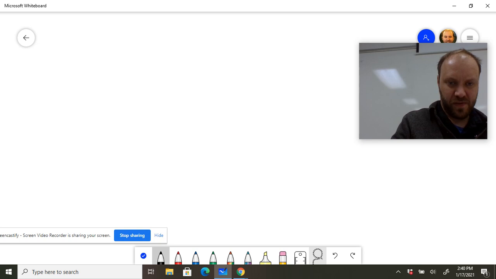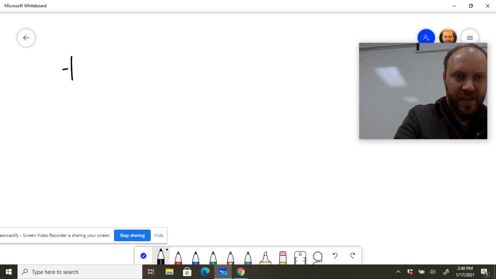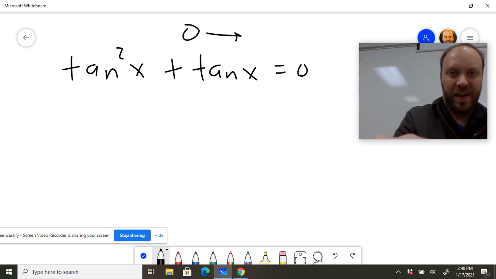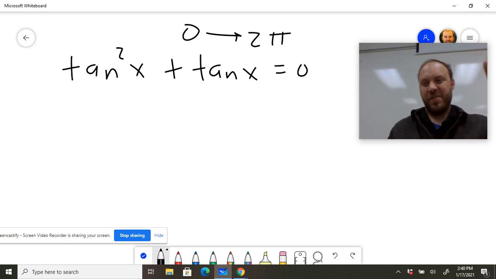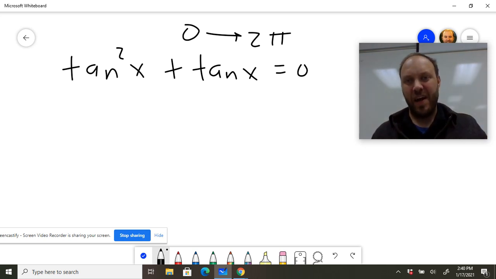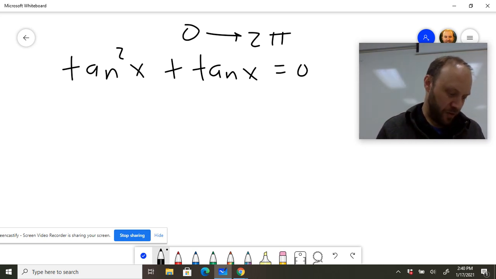Trig equation problems. So we had the tangent squared of x plus the tangent of x is equal to 0. And you're asked to find any solutions between 0 and 2 pi. It actually says between 0 and 2 pi. I believe it should have been values greater than or equal to 0, less than 2 pi, since at 2 pi you're just repeating 0 essentially on the unit circle.